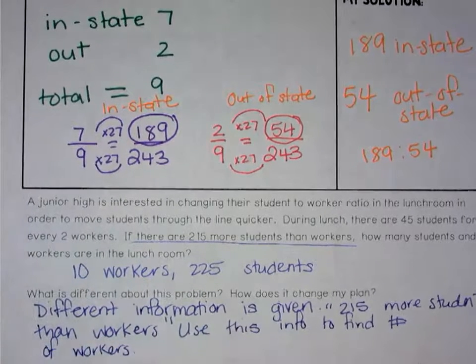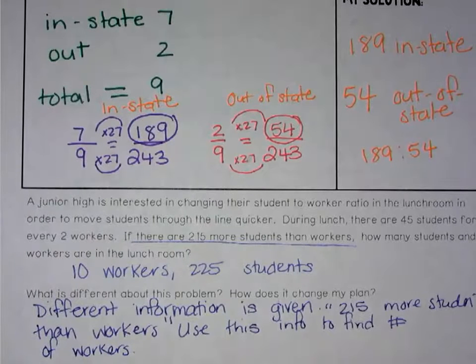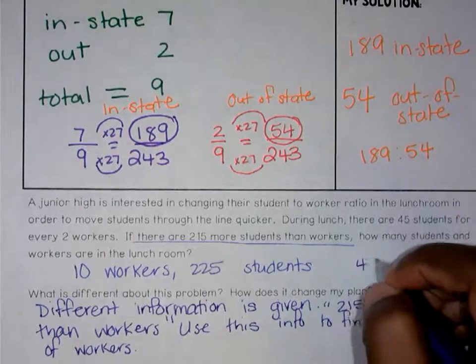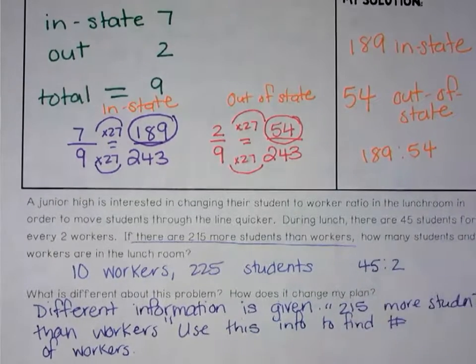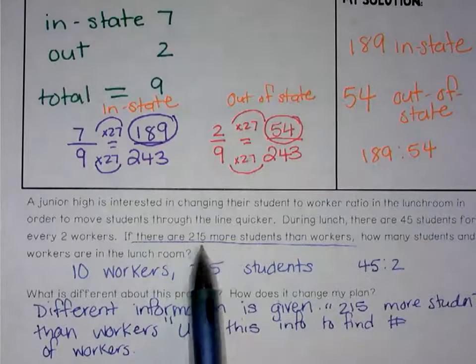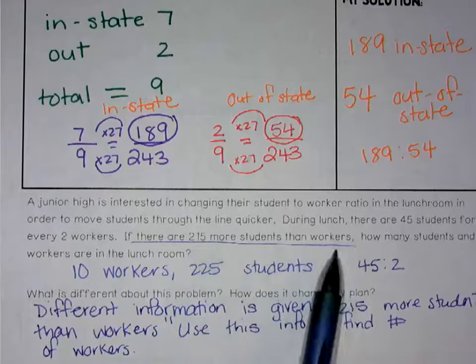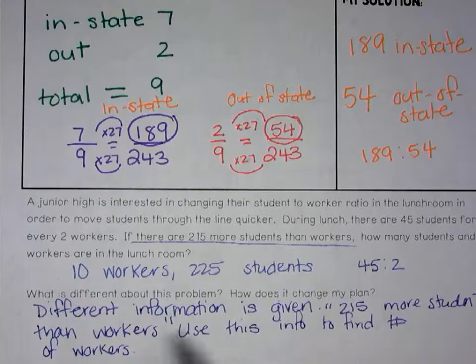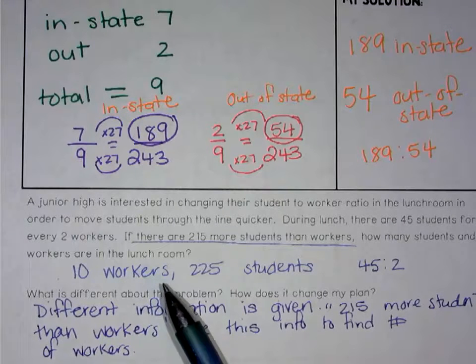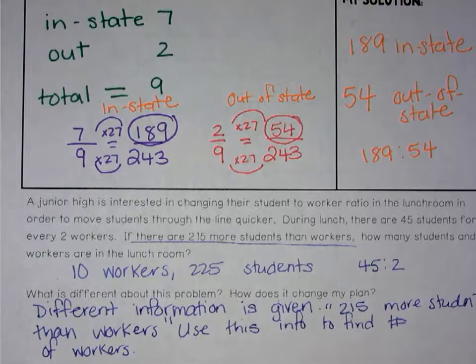So you may need to pause that so you can write all that information down. So the difference is the first ratio was 45 students to every 2 workers. So it says if there are 215 more students than workers, how many students and workers are in the lunchroom? You don't even know how many workers you have, but you know that it's going by 2s because every set of 2 you are getting 2 workers.